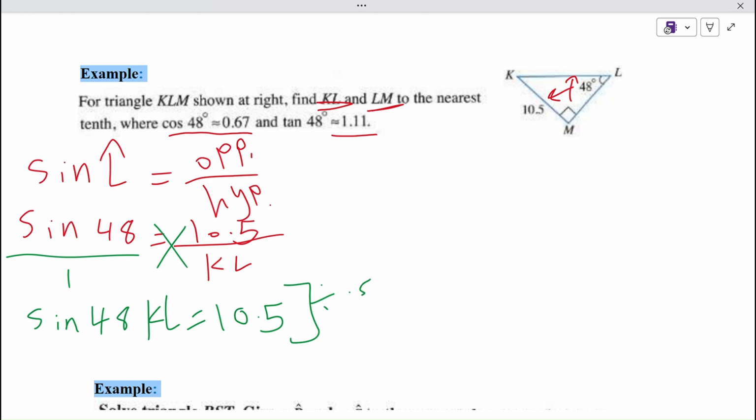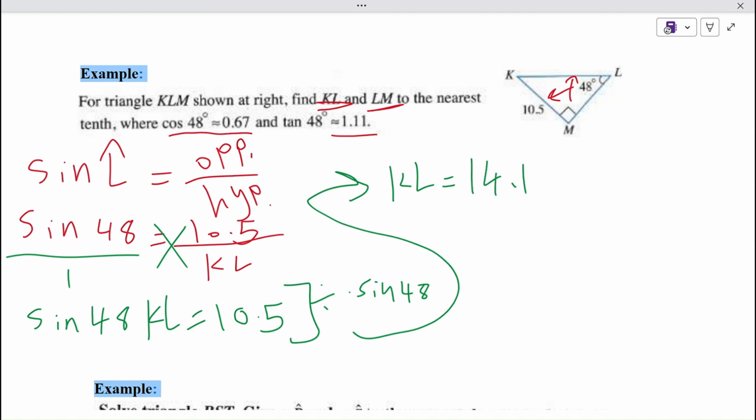By dividing both sides by sine 48, this becomes KL is equal to, guys, just use the calculator, divide 10.5 by sine 48. We will get 14.1. This is KL.